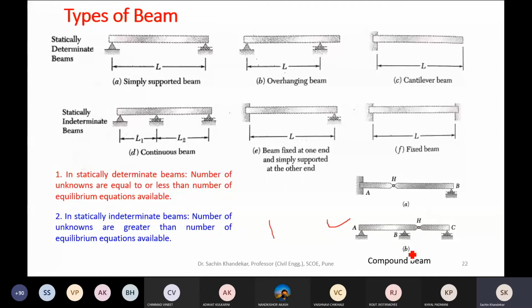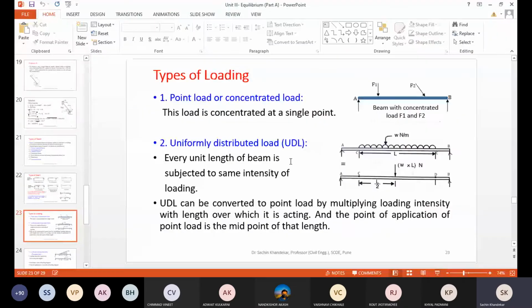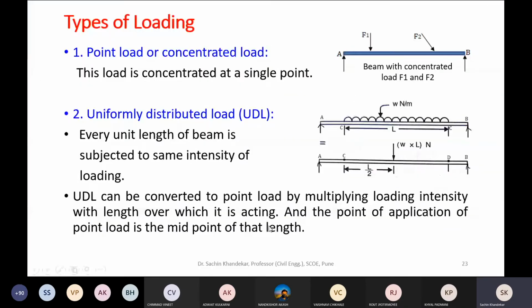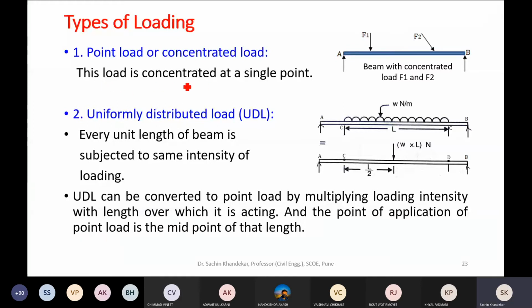The same thing here, compound beam. Let us discuss the different types of loading on the beam. The first type of loading on the beam is a point load, or the concentrated load. Point load means this load is concentrated at a single point. For example, this beam AB is acted upon by forces F1 and F2. The magnitude of force F1 is concentrated at this particular point 1 on the beam.